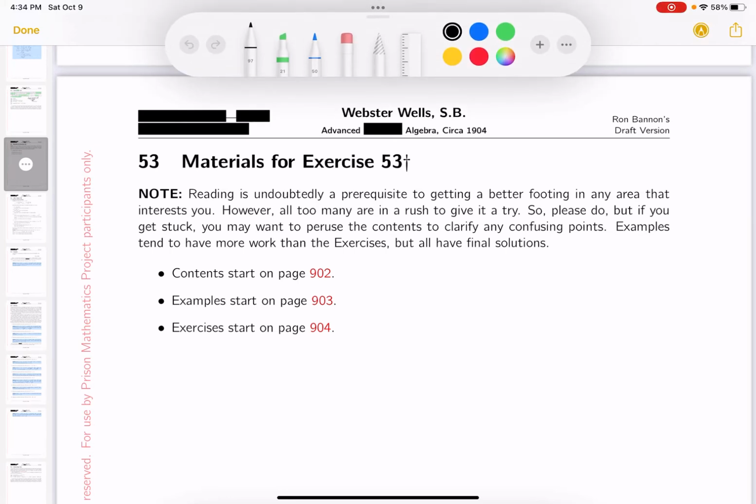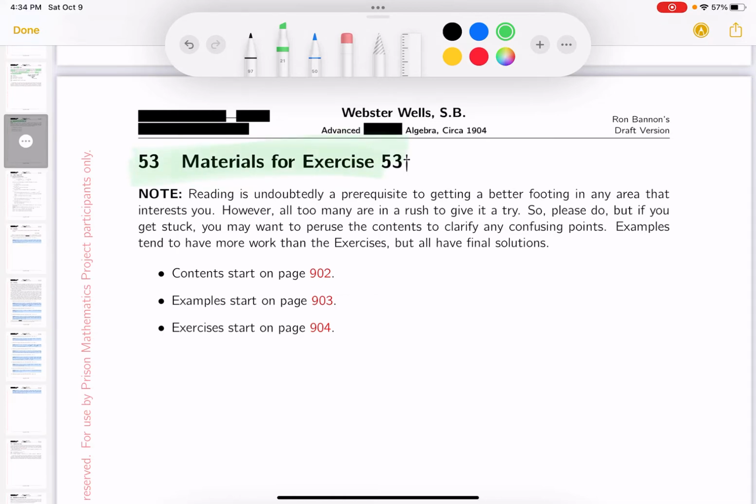Okay, let me get my pen out. Again, we're in section 53. My expectation is you're going to read the contents, make some attempt to understand what's being presented, understand the examples. I'll go through those, and then you're going to do the exercises on your own.